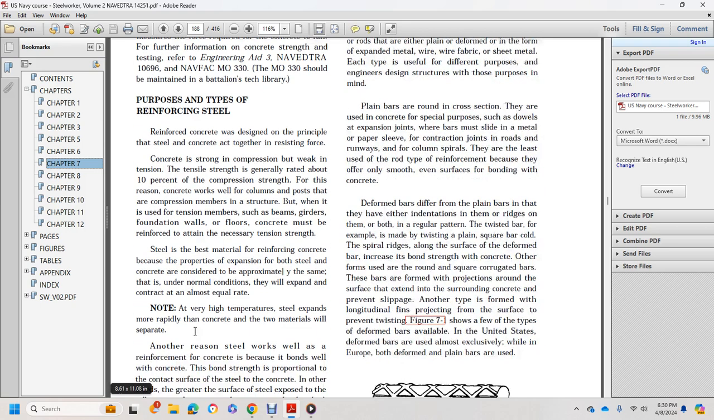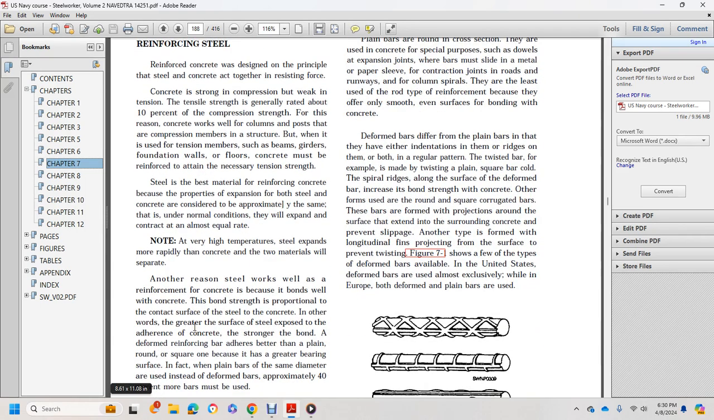Steel and concrete expand at an almost equal rate. No, at a very high temperature, the steel will expand rapidly compared with the concrete, and the two materials will separate. Steel works well with reinforced concrete because of the bond it forms with the concrete. The bond strength is proportional to the surface of the steel exposed to the concrete, and the adherence of the concrete is strong because of the bond that they form.